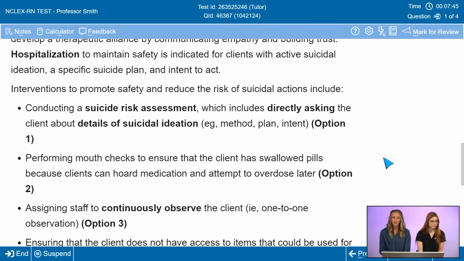Yeah, so one of the major concerns with the client who has active suicidal ideation is the possibility of them cheeking or hoarding their medication so that they could save the medication after the nurse leaves the room in an attempt to overdose later, or that they might try to potentially choke on the medication. But it's very important, if you have a client who has active suicidal ideation, to make sure that they do swallow all their meds and that you see them do that before you leave the room.